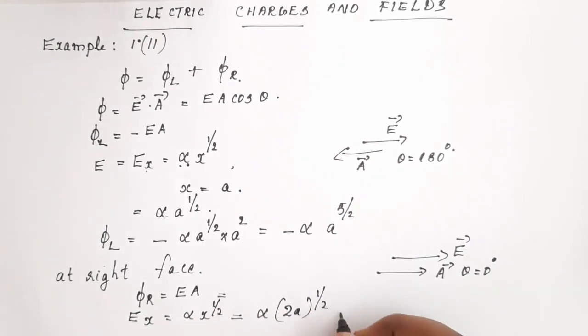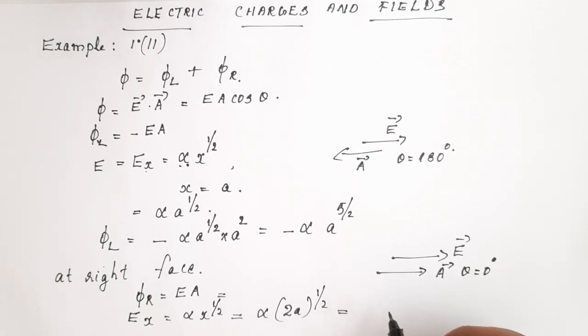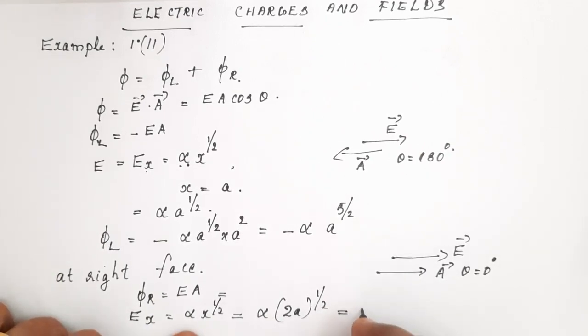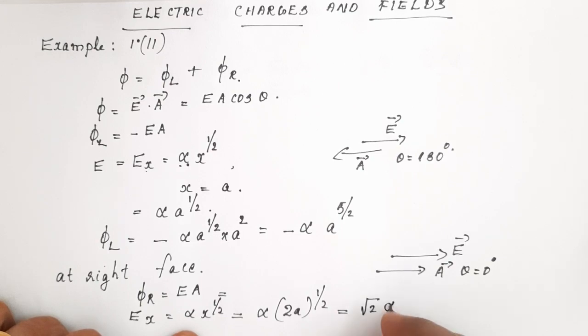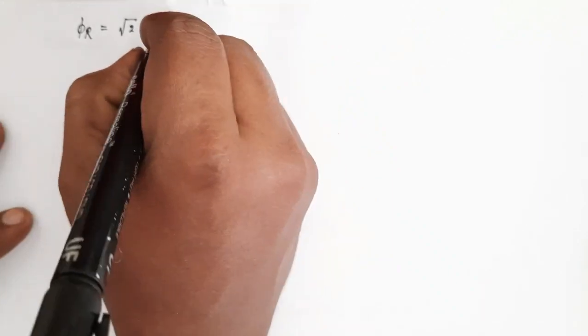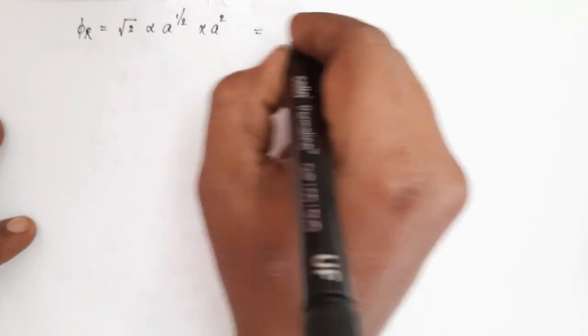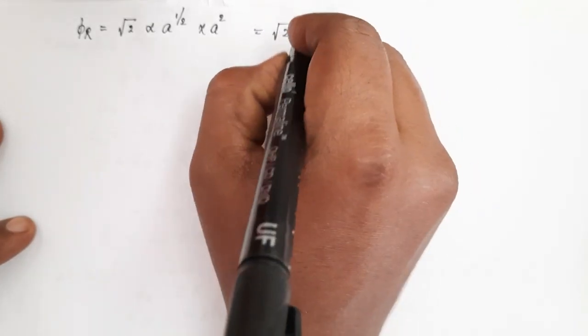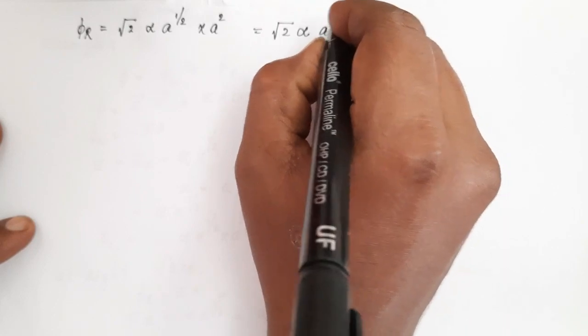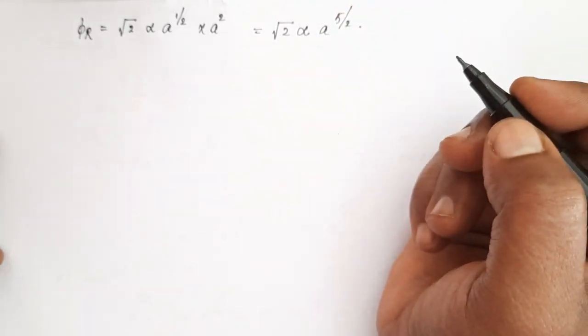So it can be written as root 2 alpha a raised to 1 by 2. So the expression for phi R becomes root 2 alpha a raised to 1 by 2, that is E, into a square. So it becomes root 2 alpha a raised to 5 by 2. So that is the expression for phi R.